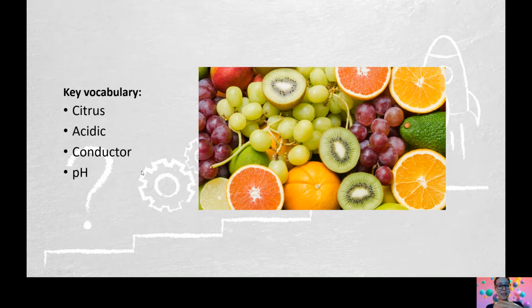Conductor. You know what a conductor is because we have learnt about this before. A conductor is a material that lets current pass through it. So metals are examples of conductors. And pH is a word that I just used. This refers to how acidic or alkaline a substance is. Water has a pH value of 7. If it's less than 7, it's an acid, and if it has a pH value of more than 7, it's an alkaline. So, because oranges and lemons are acidic, they have a pH value less than 7.